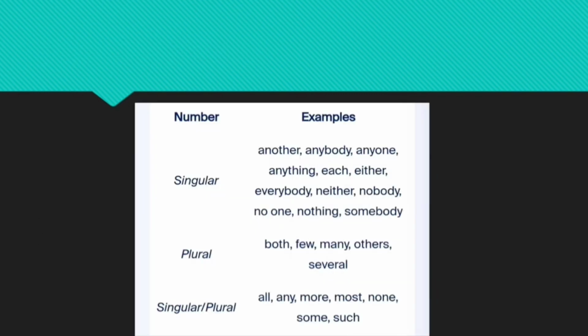Singular: another, anybody, anyone, anything, each, either, everybody, neither, nobody, no one, nothing, somebody. What is the meaning of that? It will come under the head of singular. You will have to treat another as singular. Each as a singular.